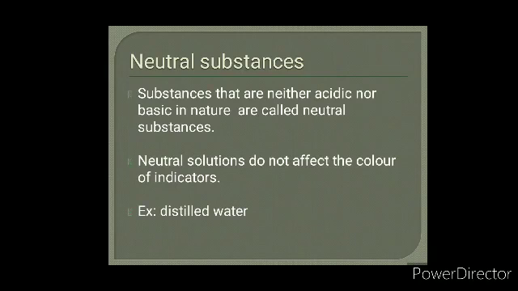For example, if you take distilled water and you dip red litmus paper as well as blue litmus paper into this distilled water, it doesn't change its color. The blue will not change its color to red. The red will not change its color to blue. They will remain the same. That means they are neutral. The distilled water is a neutral substance.